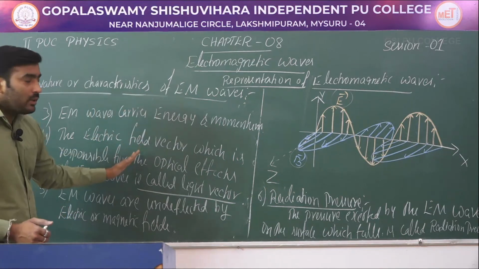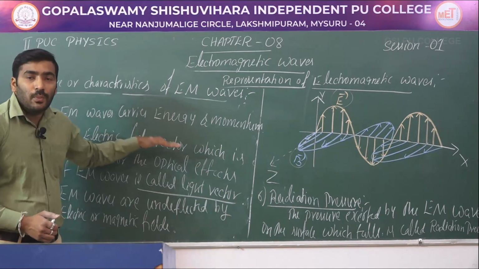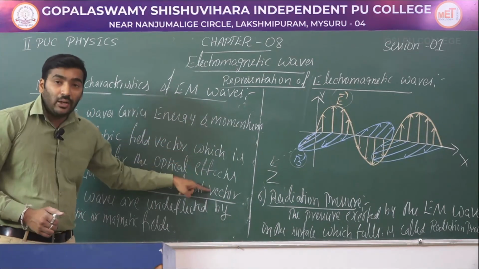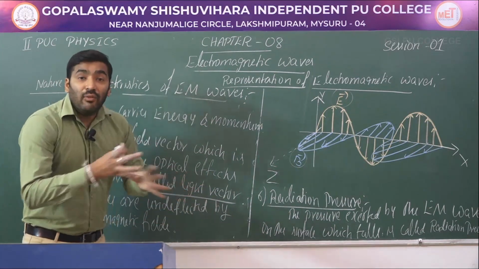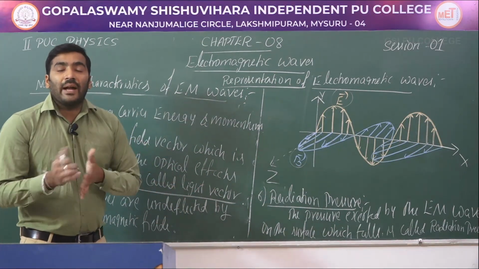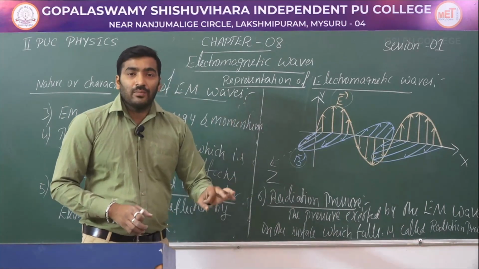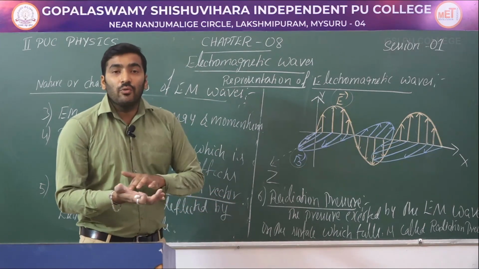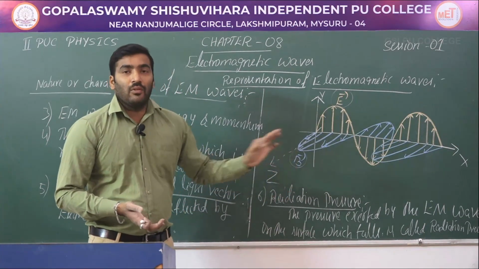The electric field vector, this point is very important for you. The electric field vector which is responsible for the optical effects is called a light vector. Then electromagnetic waves are undeflected by the presence of electric or magnetic fields. And then radiation pressure. The pressure exerted by the electromagnetic waves on the surface on which they fall is called radiation pressure.